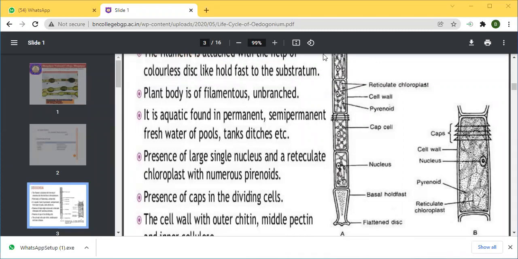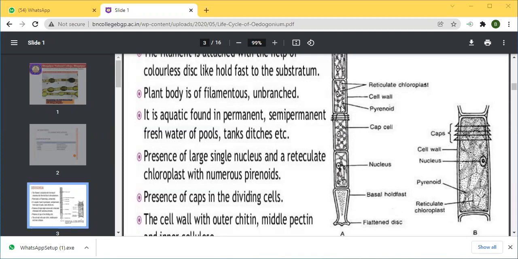The cell is total how many cells are present. Each and every cell has one nucleus, that is called a single nucleus. And what type of chloroplast is there? Reticulate chloroplast with numerous pyrenoids also present. The other one, this is the basal portion, where all of the cells are present.